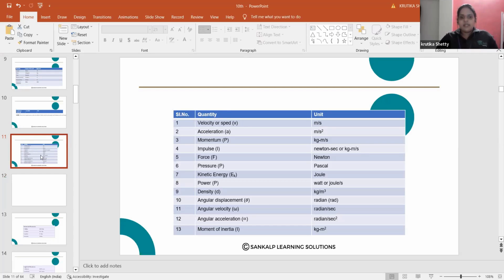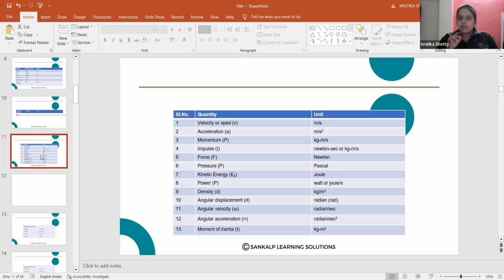Power is expressed in terms of watt or joule per second, as I told you. Density, you already told, is mass upon volume. The next one is angular displacement. Angular displacement we actually study in circular motion, we will see it in detail next. Angular velocity is expressed in terms of radian per second, the angular acceleration is radian per second square, and the moment of inertia is kg meter square.